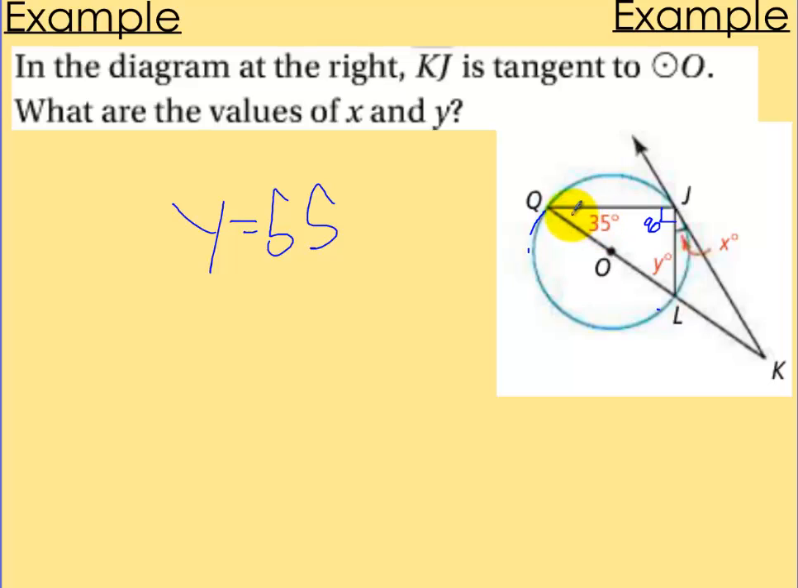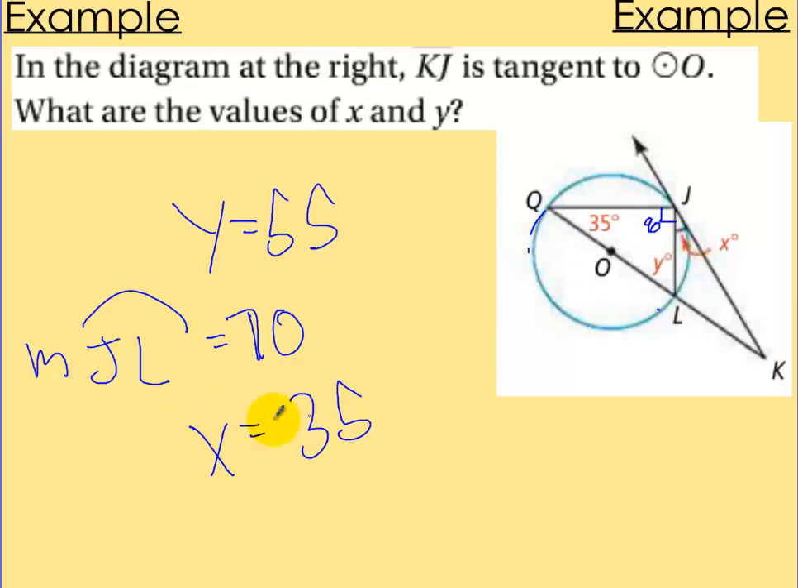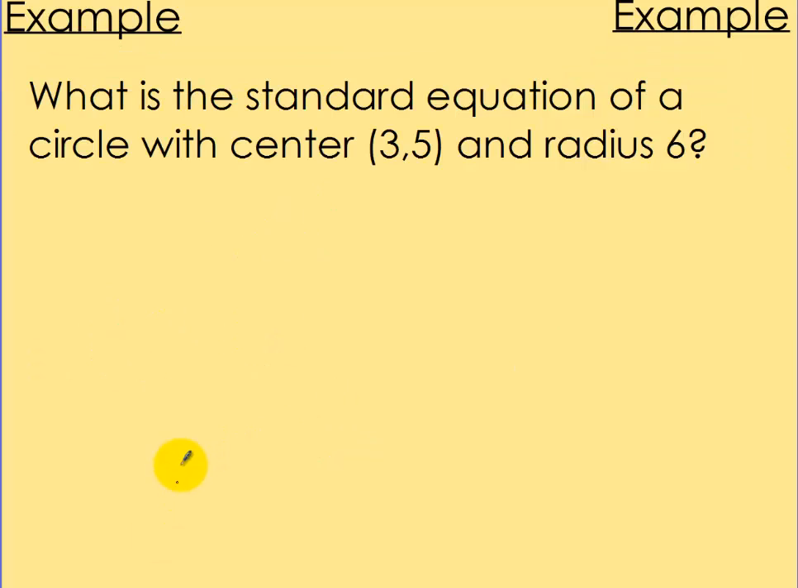Now the next thing, we know that angle Q right here is 35. That means the measure of arc JL is going to equal 70. Well, we have this angle that's forming off a tangent and one chord right here. If this is 70 for arc JL, that means angle X right here has to be half of that, so X has to equal 35. And that's your answer. Next one.